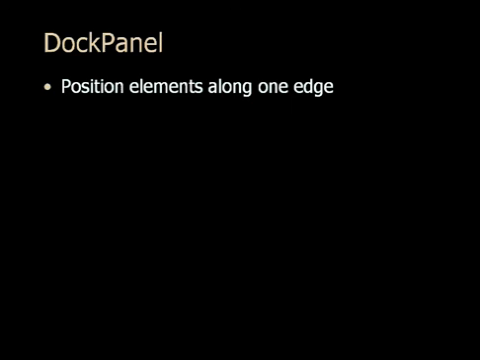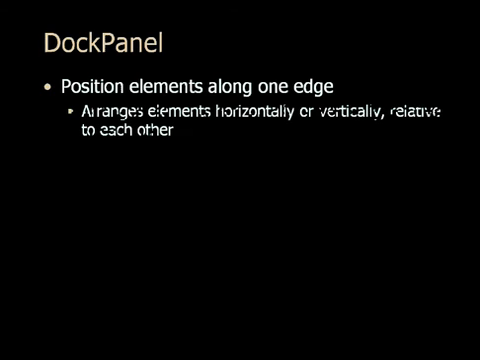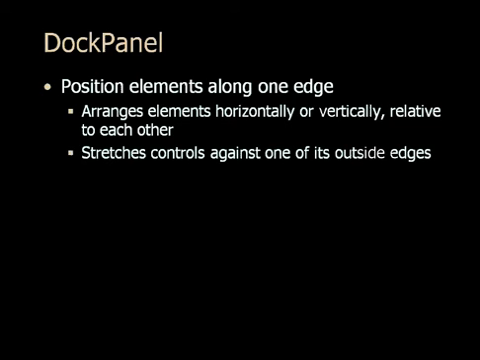You can use the dock panel element to position elements along one edge of the window. Left, top, right, bottom, of course. And it will then arrange the elements horizontally or vertically relative to each other and stretch the controls so that they're always against one of its outside edges.